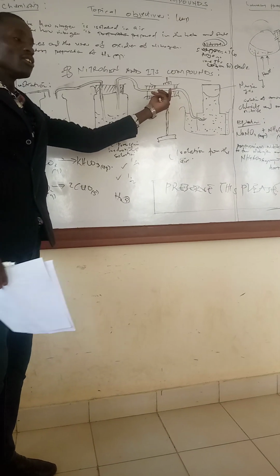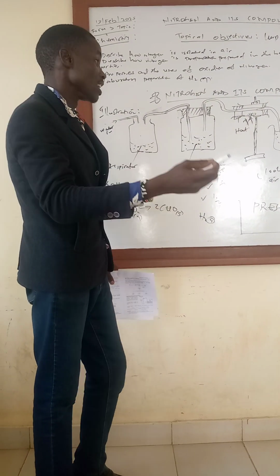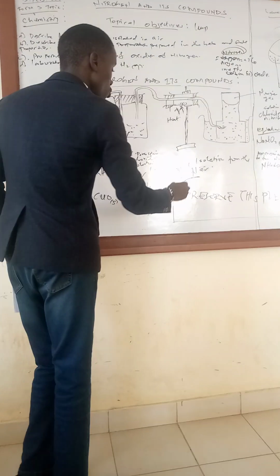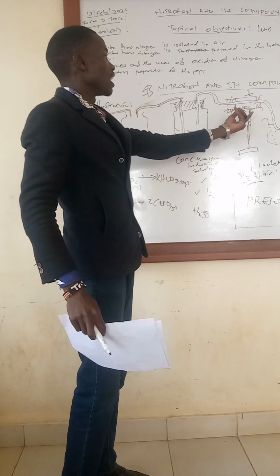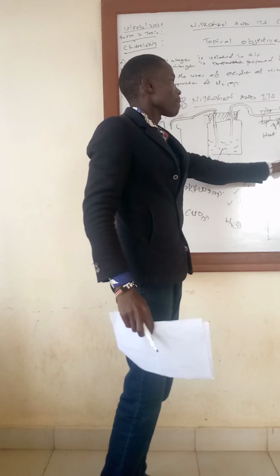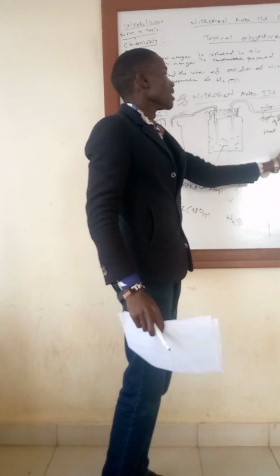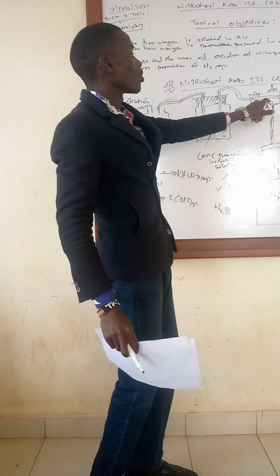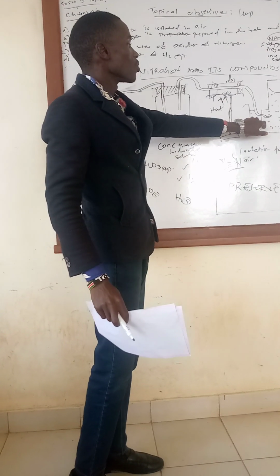You know, nitrogen is very stable. It has a triple bond, so it's too stable. For it to react, it is being heated. After being heated here, it is collected under a process that is called upward delivery.